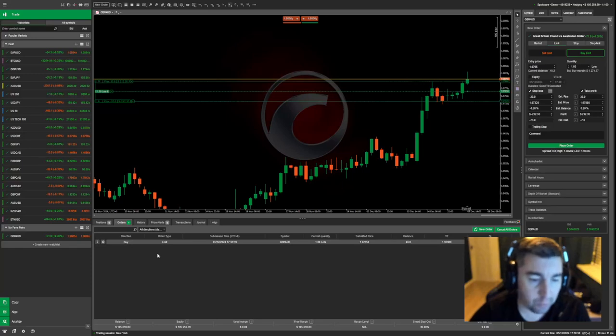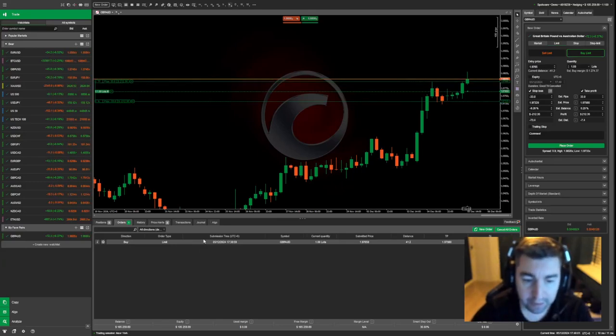So it says direction, we're buying, order type, limit order, because we are waiting for price to pull back into our buy zone and react from that buy zone, right? Once it touches that line, it will put us in the buy, and then obviously if it comes back up, it hits our TP, we take profit, hits our stop loss, right?